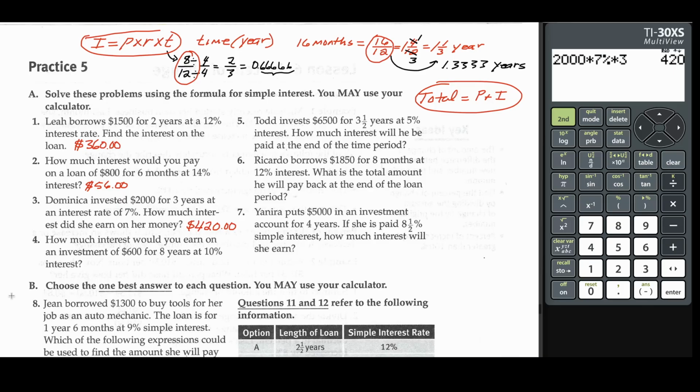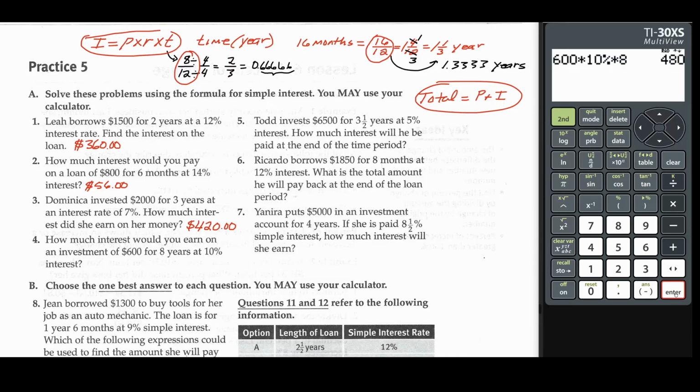Okay. Number 4. How much interest would you earn on an investment of $600 for 8 years at 10% interest? Okay, another interest problem. So, same thing. I equals PRT. So, P is 600. Let's clear this screen here. Okay, 600 multiplied by 10%, which is 10, and then second, and then left parenthesis, multiply that by 8. Now press enter. You have 480.